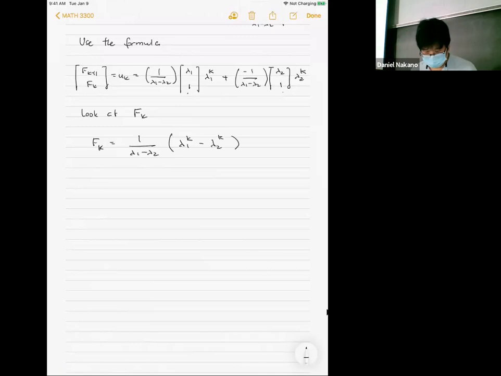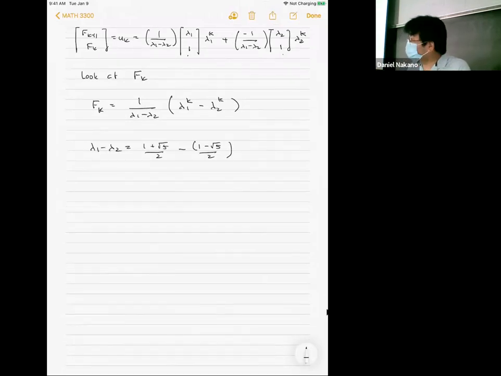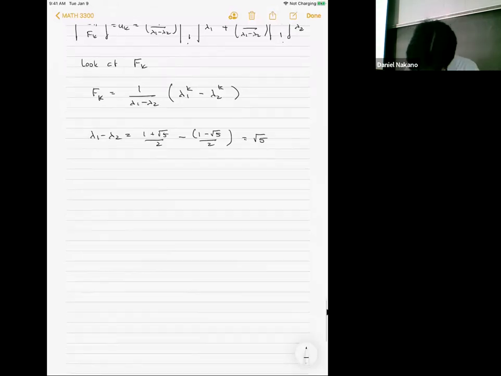All right. Now, when you write out lambda 1 minus lambda 2, what do we get? We get 1 plus the square root of 5 over 2 minus 1 minus the square root of 5 over 2. Okay, so the 1/2s cancel themselves out, and I get square root of 5 over 2 plus square root of 5 over 2. So I just get the square root of 5. All right, so now I'm there.